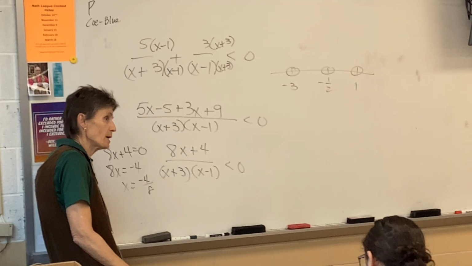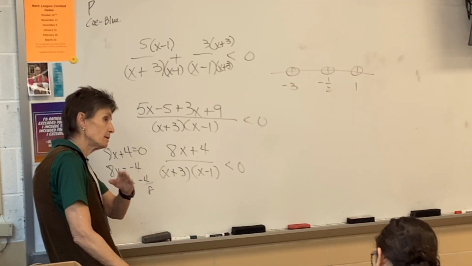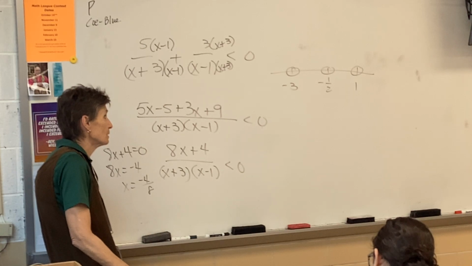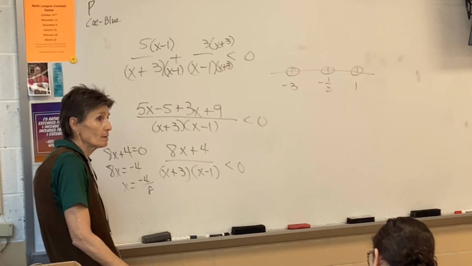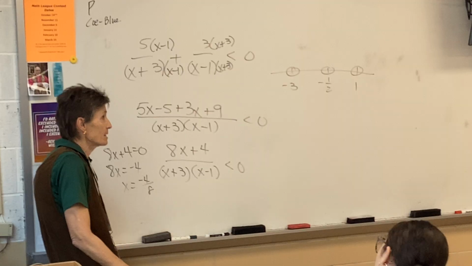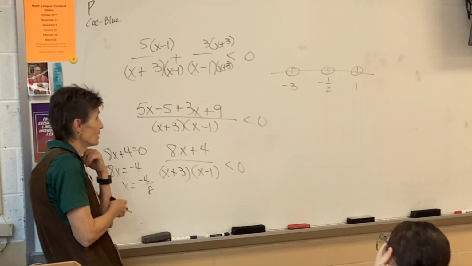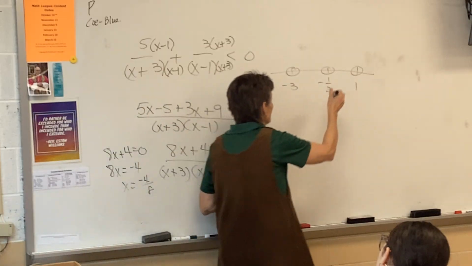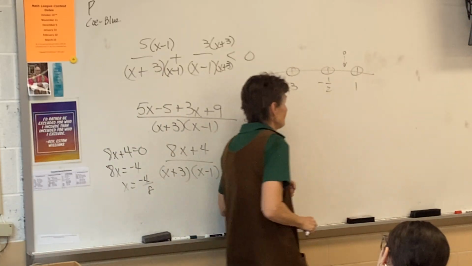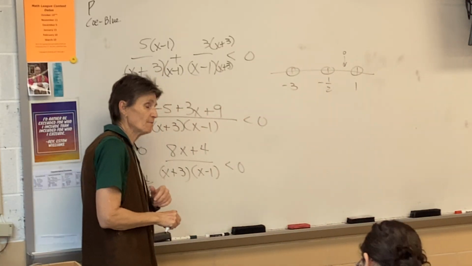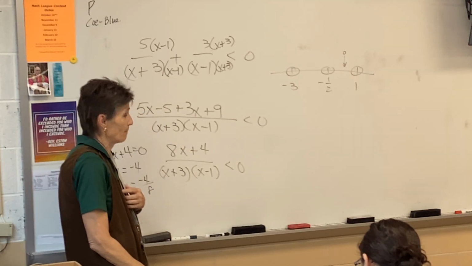I don't know where to shade. I know it's going to be every other section. I just don't know where to start. So let's pick a number. Any number that's not a dot. So what do you want to pick? 0. Zero's in here though this time. So I'm trying to figure out whether I'm going to shade that or not.